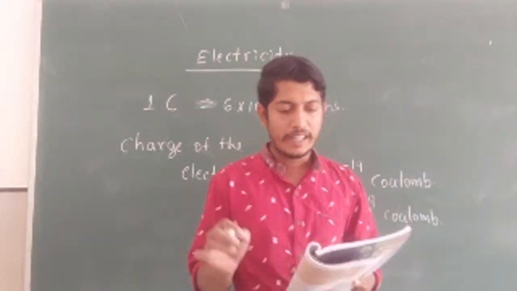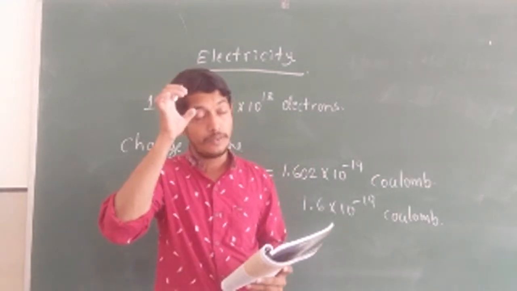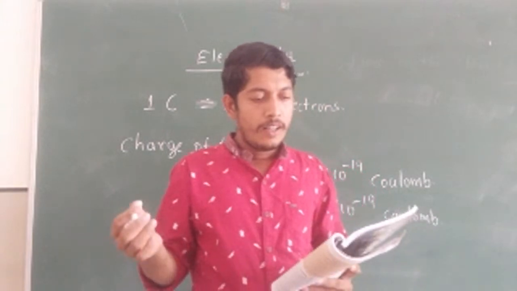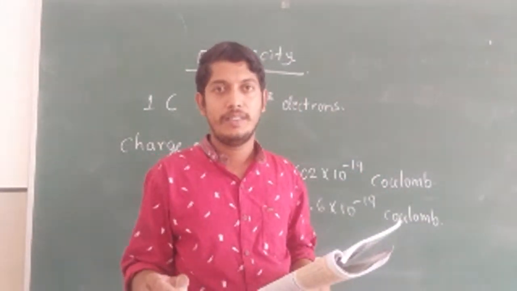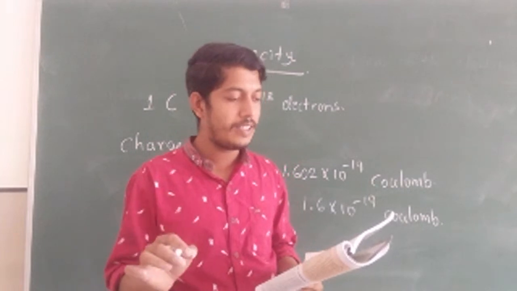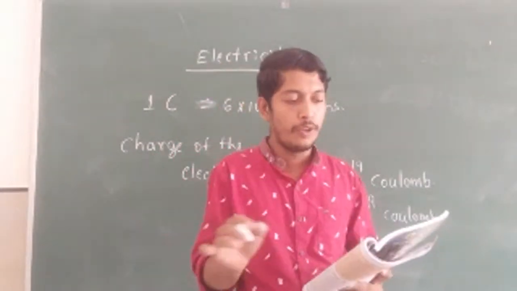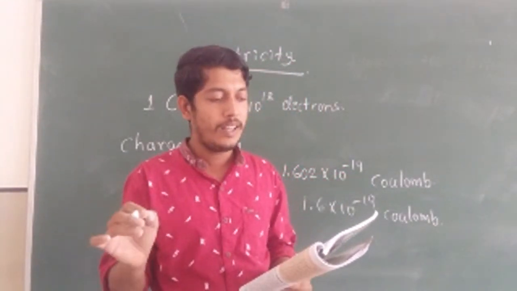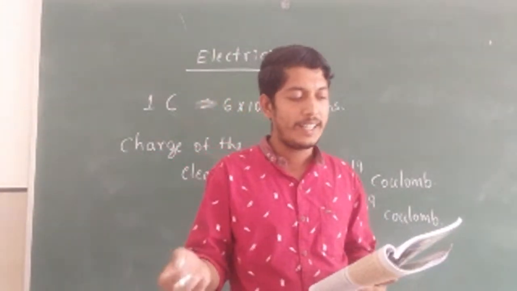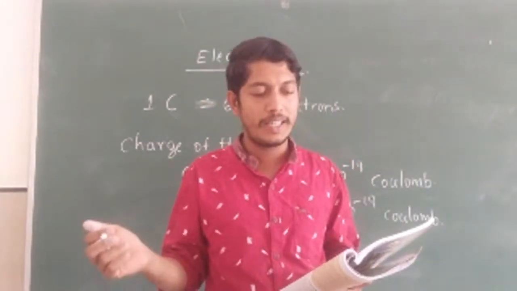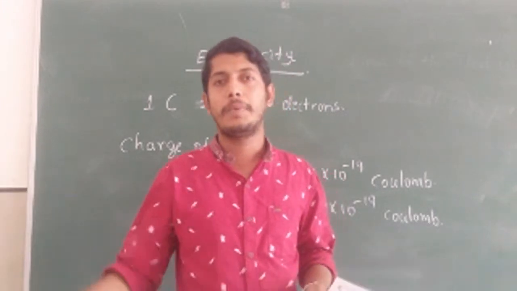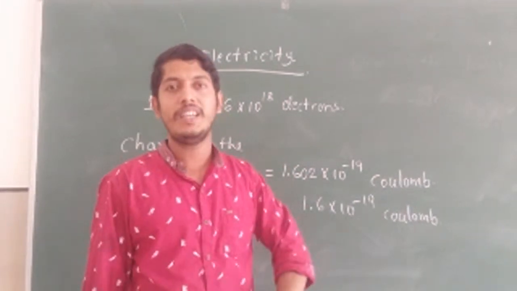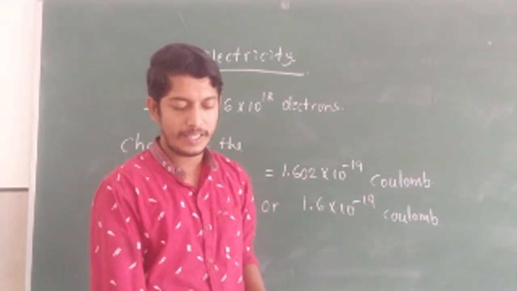The electric current is expressed by a unit called the ampere, represented by the capital letter A, named after the French scientist Henri Marie Ampere, who lived between 1775 and 1836. 1 ampere is the flow of 1 coulomb of charge per second, that is, 1 ampere equals 1 coulomb divided by 1 second. Sometimes it is represented using the milliampere. Milli means 10 raised to minus 3 ampere.